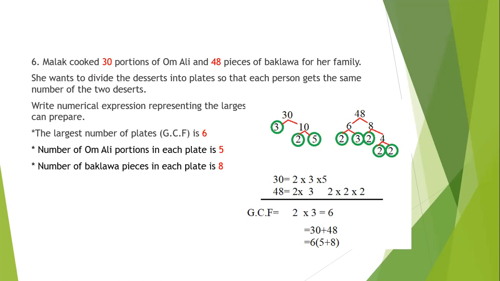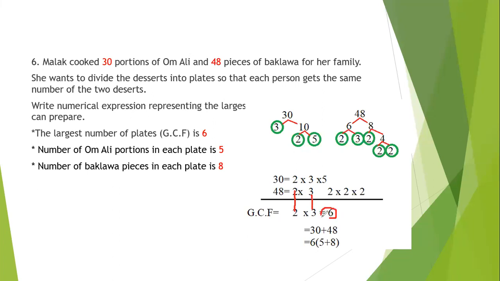How to get the GCF of 30 and 48? 30 we can get by multiplying 3 by 10, and 10 is 2 times 5. For 48, we have to get the prime factors: 6 times 8. 6 is 2 times 3, 8 is 2 times 4, then 4 is 2 times 2. Let's write the prime factors of 30: 2 times 3 times 5. Prime factors of 48: 2 times 3 times 2 times 2 times 2. And get the GCF. The GCF is 2 times 3, equals 6.